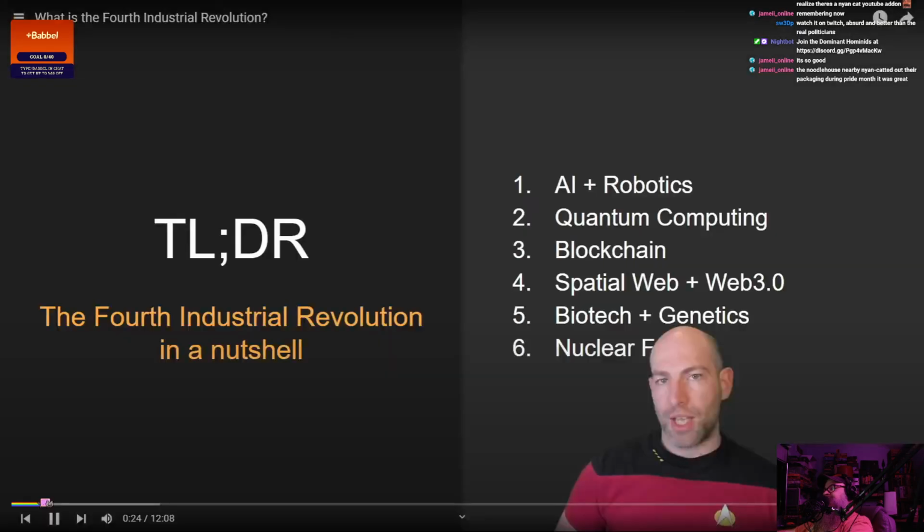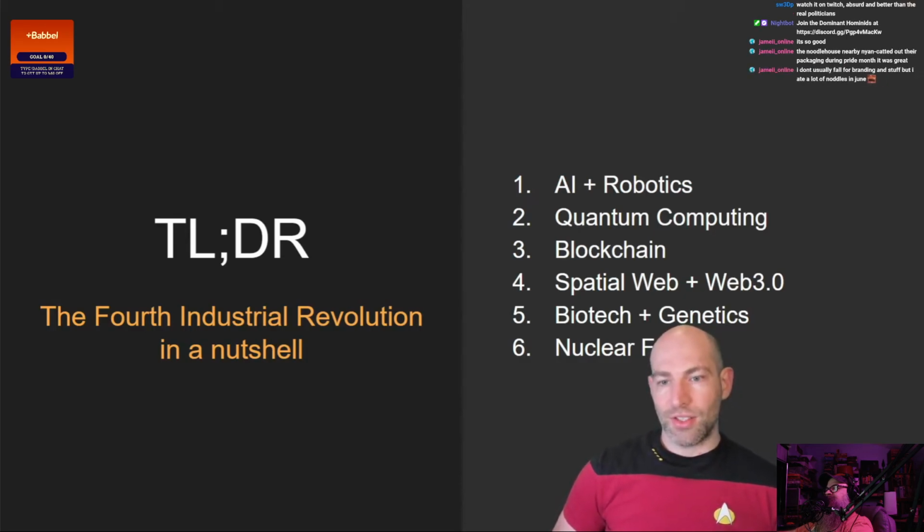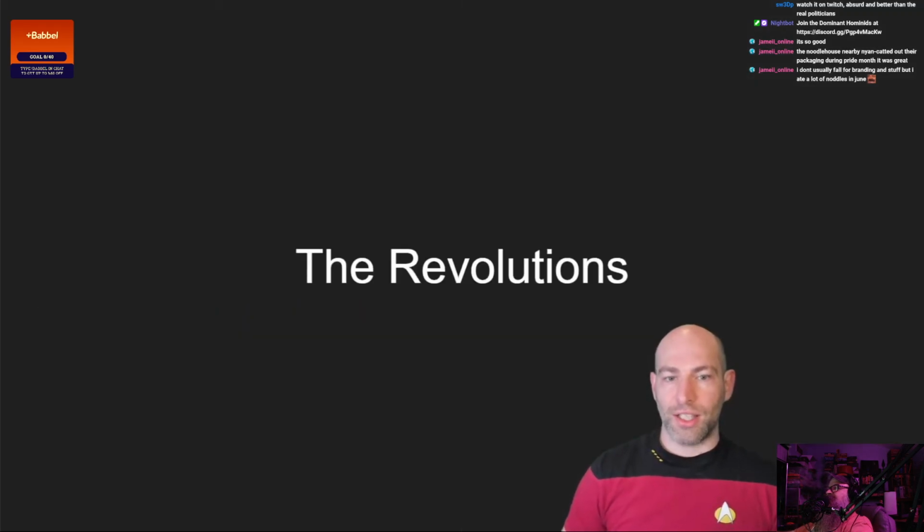Nice. Tech and genetics, and finally nuclear fusion. Now, obviously, as I mentioned, some of these technologies are still ramping up. Some of them are all the rage right now, but basically these 6 technological domains are going to be what powers the next century of human advancement. So let's get into it.